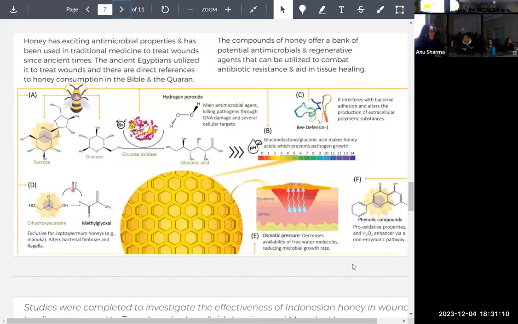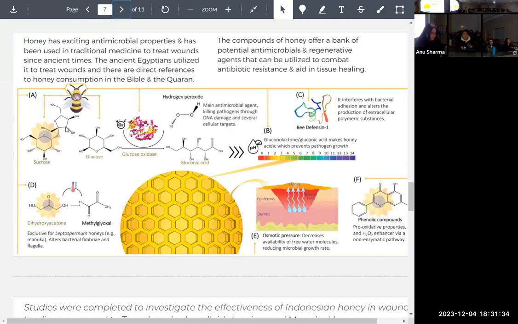So honey has exciting antimicrobial properties and has been used in traditional medicine to treat wounds since ancient times. Ancient Egyptians utilized it to treat wounds, and there are direct references to honey consumption in the Bible and the Quran. The compounds of honey offer a bank of potential antimicrobials and regenerative agents that can be utilized to combat antibiotic resistance and aid in tissue healing.